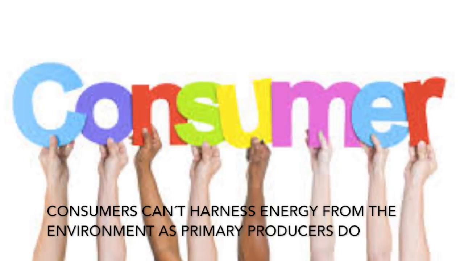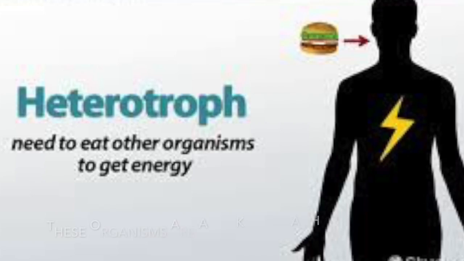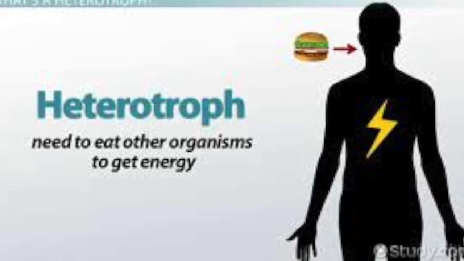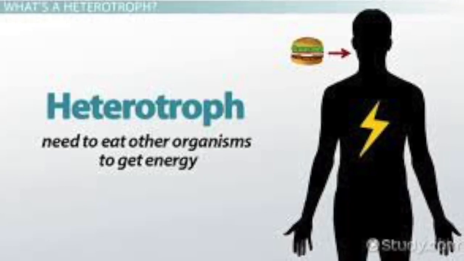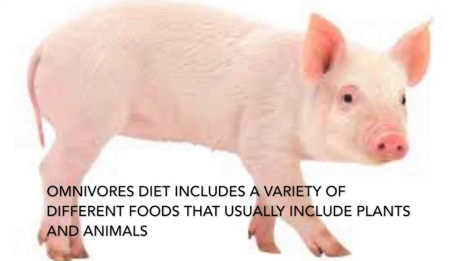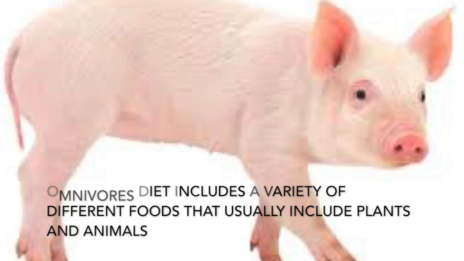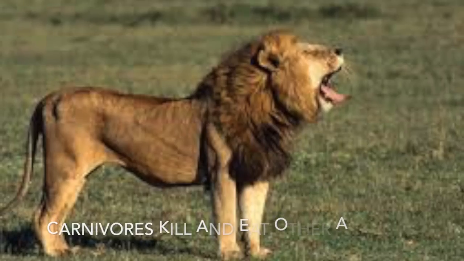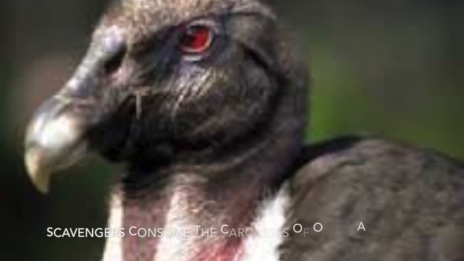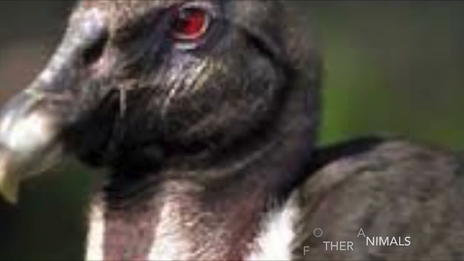Consumers are the organisms who cannot directly harness energy from the environment as primary producers do. These organisms are also known as heterotrophs. Omnivores are animals whose diet naturally includes a variety of different foods that usually include plants and animals. Carnivores eat other animals. Scavengers are the ones that eat the carcasses of other animals.